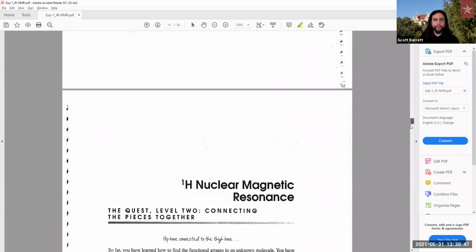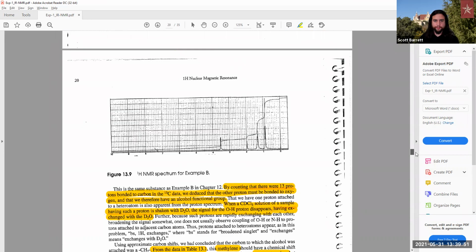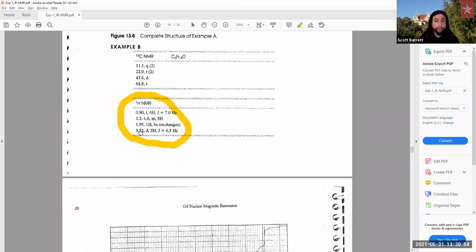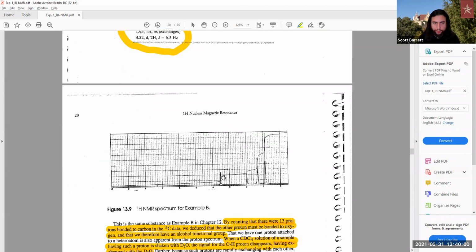And if we look back up here, at 3.5, we have a doublet with 2 hydrogens. So here on the spectrum, 3.5, this is a great location to look.